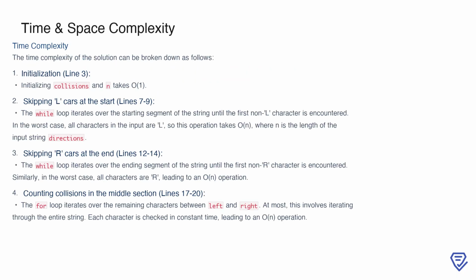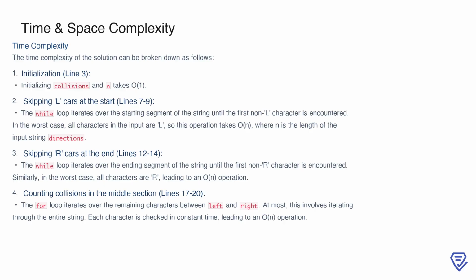To analyze the time complexity of the solution, we start by breaking it down into its individual steps. First, the initialization step, where variables like collisions and n are set up, takes constant time, or O(1). Then, we have the task of skipping over the L cars at the beginning of the string. This is done using a while loop, which continues until the first non-L character is found. In the worst case, if the entire string is made up of L characters, this loop iterates through all n characters, making it an O(n) operation.